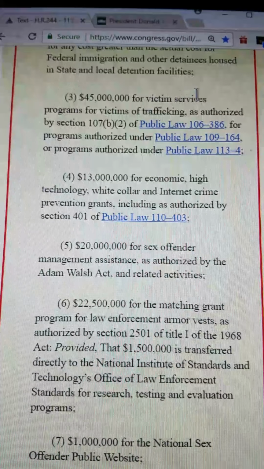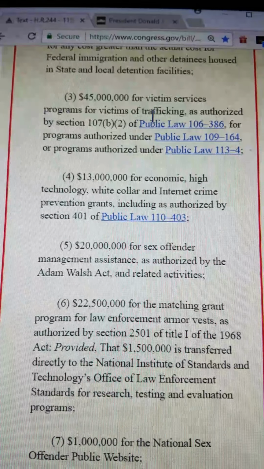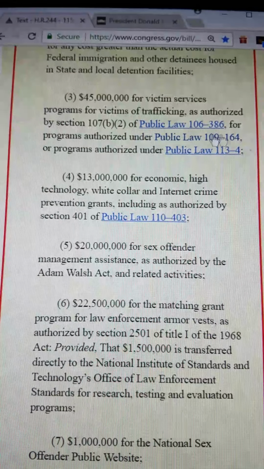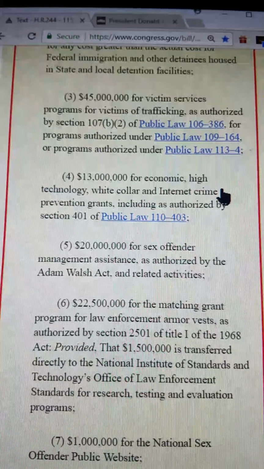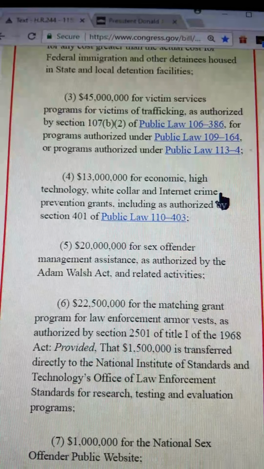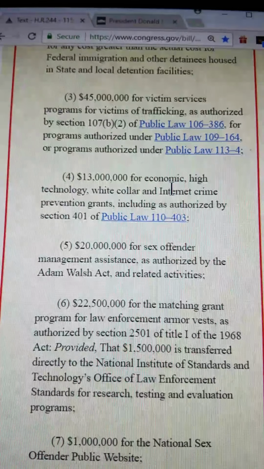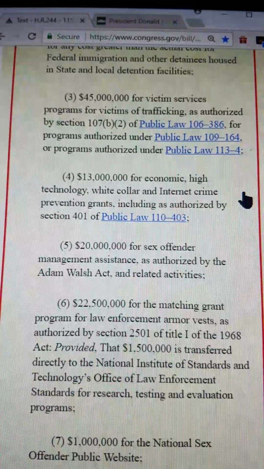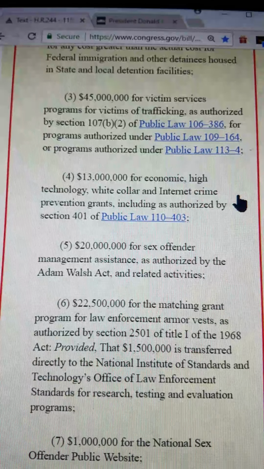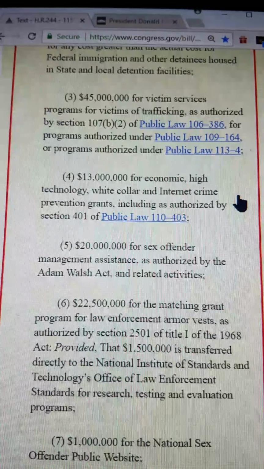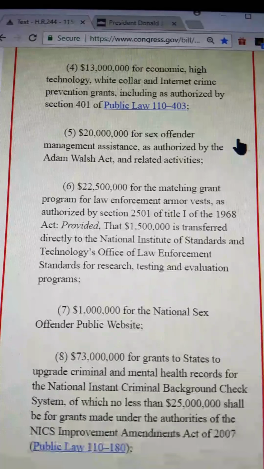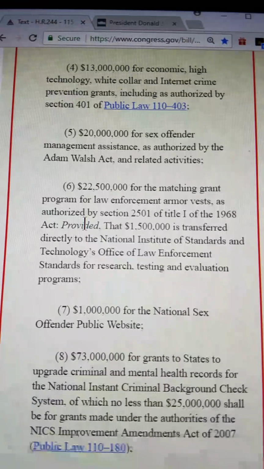$45 million for victim services programs for victims of trafficking as authorized by Section 107(b)(2) of Public Law for programs authorized under Public Law 109 or programs authorized under Public Law 113. $13 million for economic, high technology, white collar, and internet crime prevention grants, including as authorized by Section 401 of Public Law 110. $20 million for sex offender management assistance as authorized by the Adam Walsh Act and related activities.